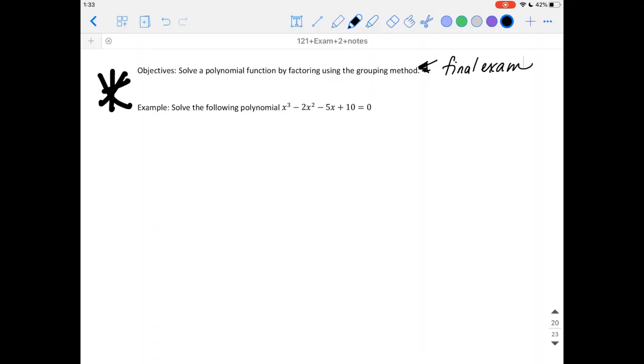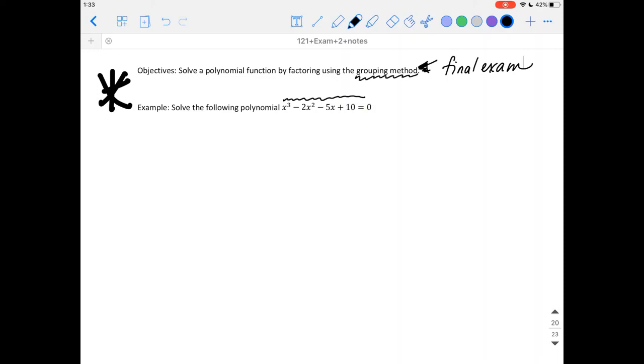But we're going to be able to solve this polynomial, and it looks horrible. X cubed minus 2x squared minus 5x plus 10 equal to 0. And again, you can go to your graph it and see the x-intercepts. But we want you to show your work. Obviously, we're not here just to punch numbers in a graphing utility. But this is the grouping method.